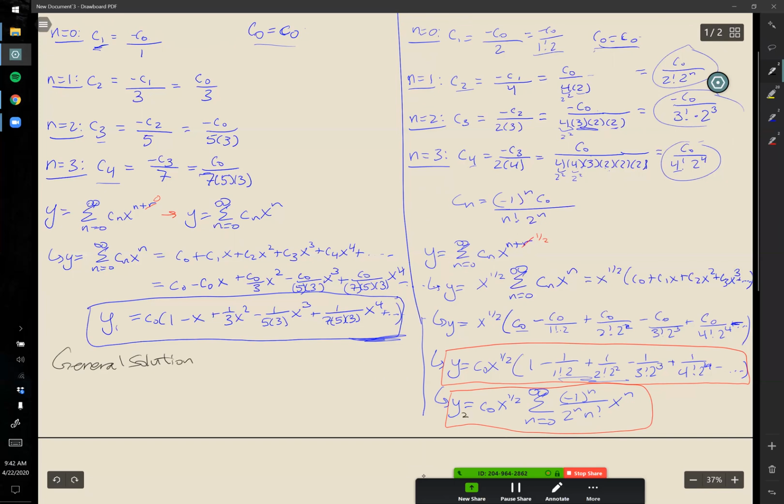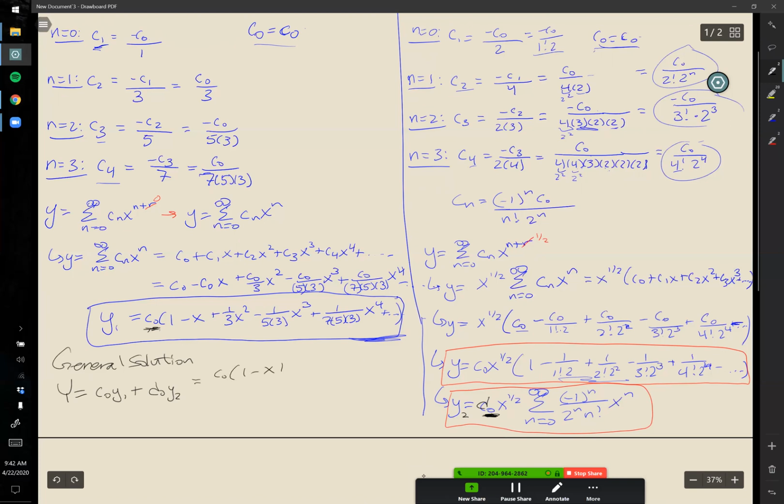Now here's what I meant by, we have to be kind of careful. This C naught here is not the same as this C naught here. So you just want to give it a dummy variable or something like that. So the general solution is going to be big Y is equal to C naught Y1 plus, I know I called this C naught, but this C naught is different than this C naught. They're different problems. So maybe call it like a D naught or something like that, plus D naught Y2.